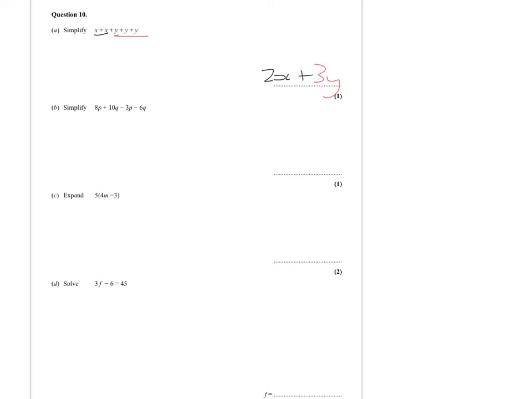Well, my strategy for these is to always circle each term, but also remember to circle whether it's positive or negative. So you have 8p take away 3p, which gives us 5p, and then we have positive 10q take away 6q, which is going to leave us with plus 4q.